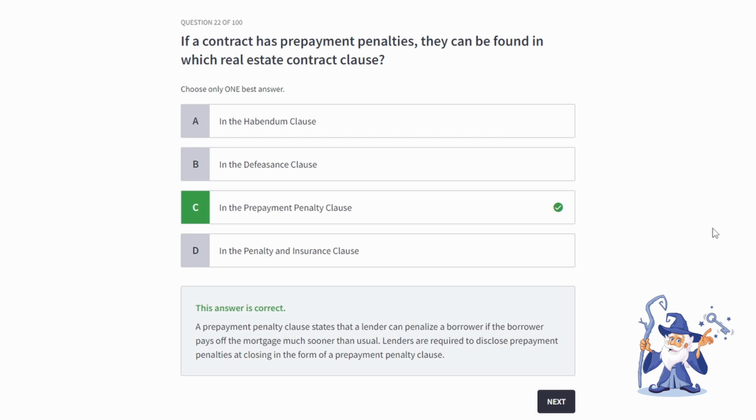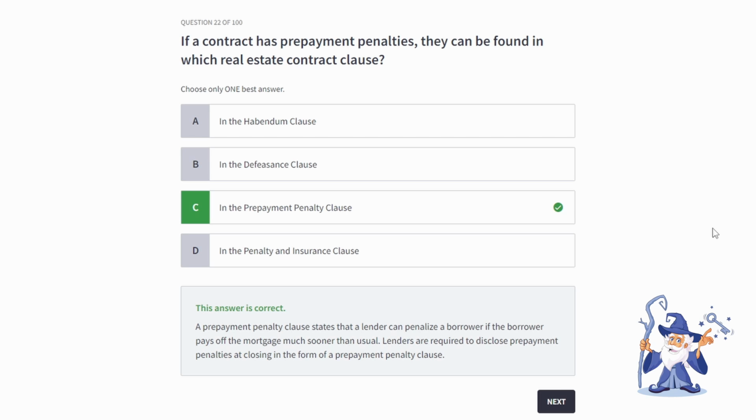Lenders are required to disclose prepayment penalties at closing in the form of a prepayment penalty clause. Now, the good news about this is they're becoming a lot less common, and this question, I believe, was on last year's exam, and I kind of explained that. But again, it's becoming less common because it's kind of predatory and not the most fair thing. I mean, think about it. You just paid off your home early and they slap you with a penalty. That's kind of ridiculous, right?